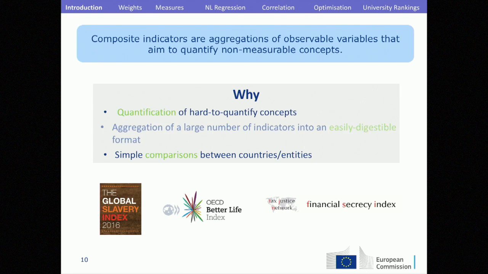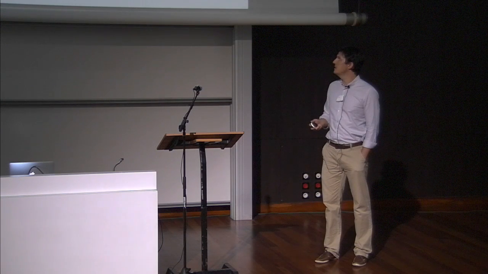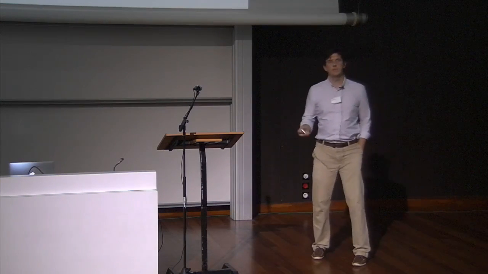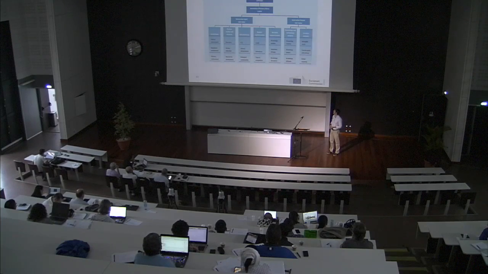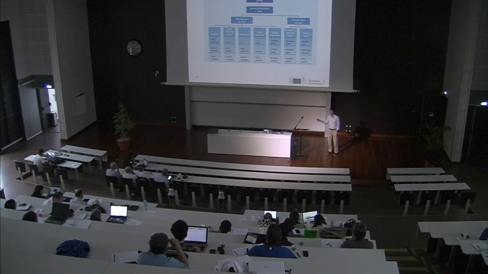So, sorry, I should have pressed the button. Let's have a look at how a composite indicator looks underneath. A composite indicator is really just, you have some indicators, which in this case are the blue boxes along the bottom, and they aggregate them into groups or subgroups of indicators, and those subgroups are aggregated finally into the final index itself. So you can see in this case, this is the Global Innovation Index, and you can see the kind of indicators that go into this.